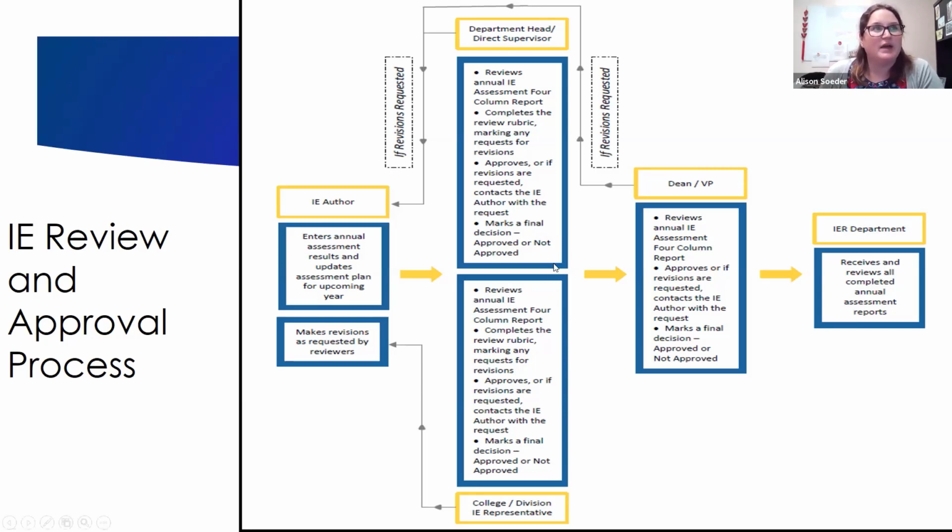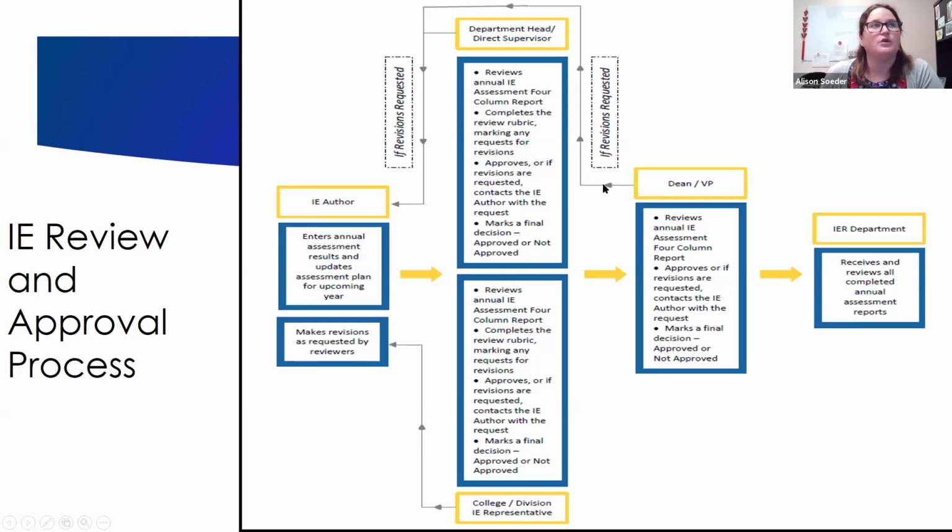At that point, with that review being completed, we would then move on to the Dean VP review. They would review the annual IE assessment 4-column report. They would also review the completed rubrics of the department head, direct supervisor, and the IE representative. That's why it's so important to have these done in a timely manner before the dean or VP begins the review. And then they're also empowered to approve or request revisions.